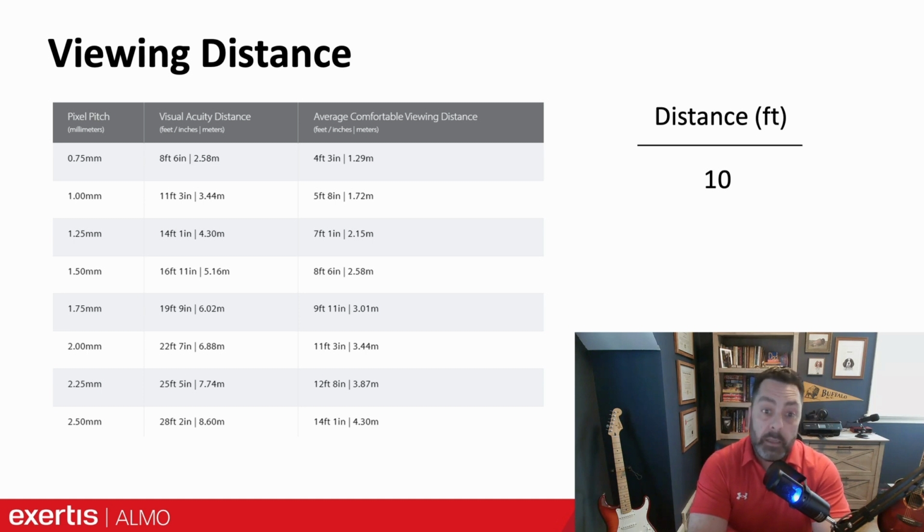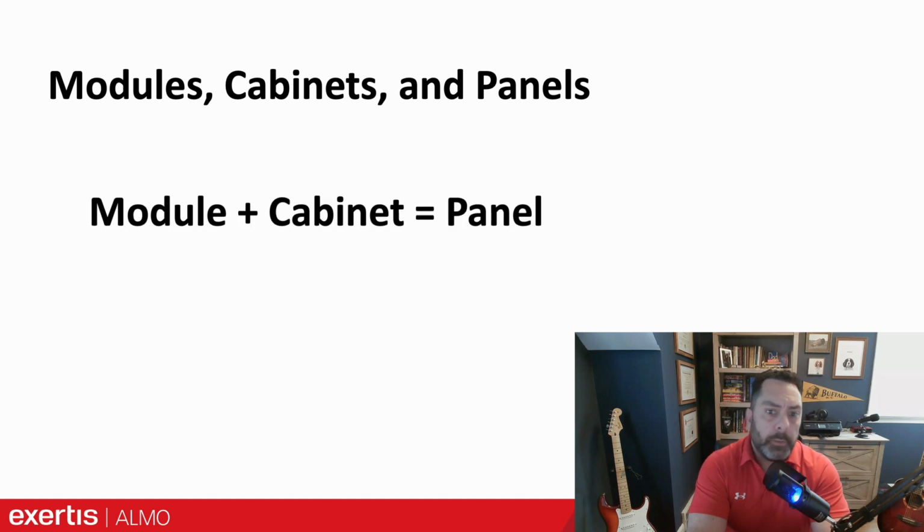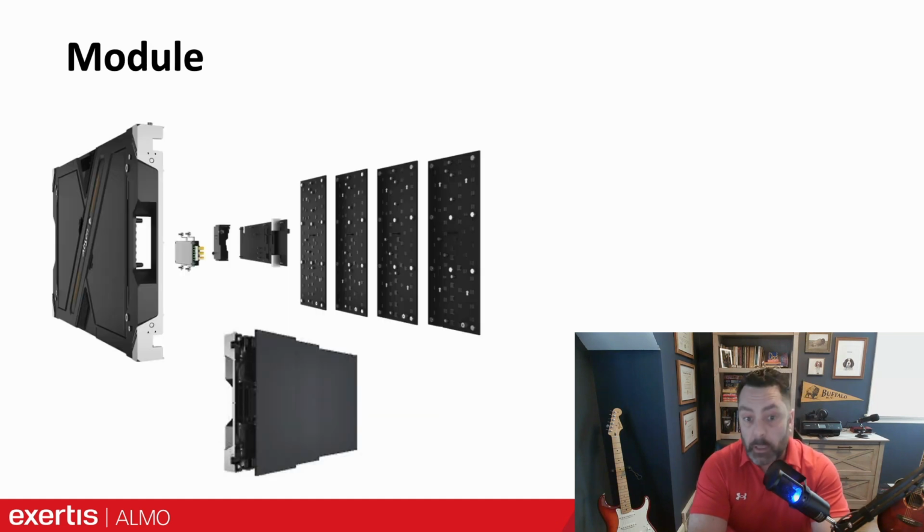Finally, let's focus on the title of this session and discuss the terms cabinets, modules, and panels. So a simple formula to remember is modules plus cabinet equals panel. The cabinet is the square or rectangular chassis or frame that houses the electronics and provides structure to the video wall. Modules, sometimes referred to as pixel cards, are the square or rectangular sections of LEDs that make up the picture and are generally affixed to the face of the cabinet with magnets or screws.